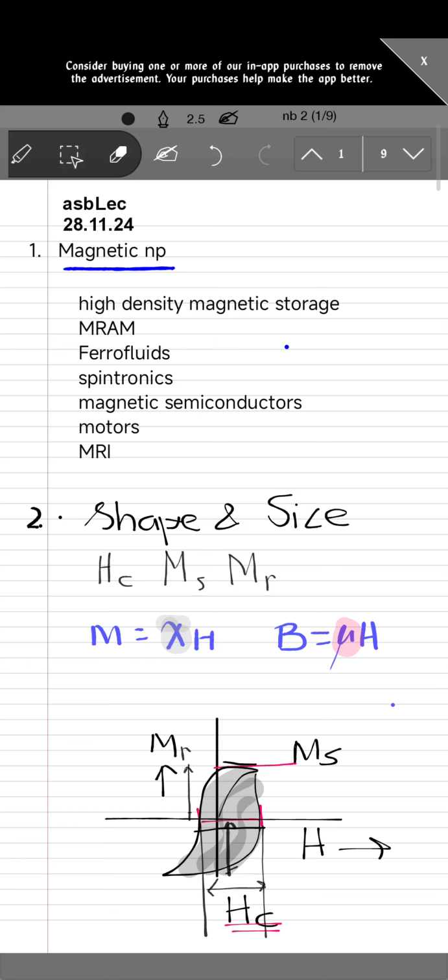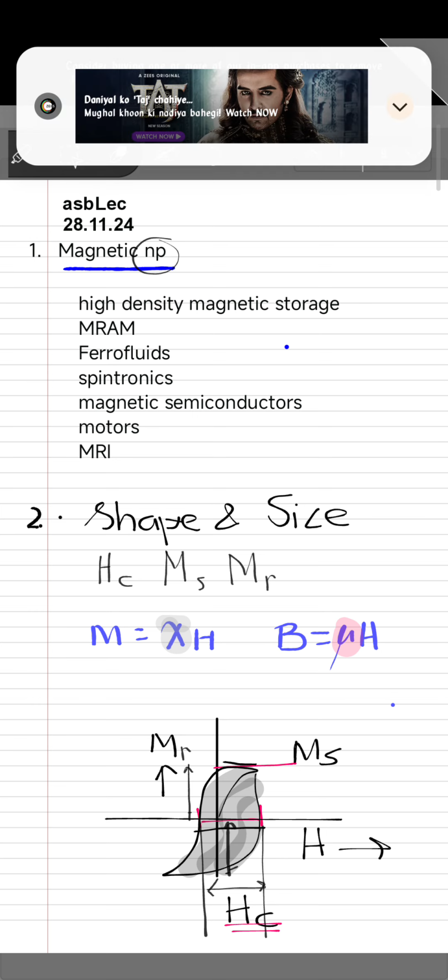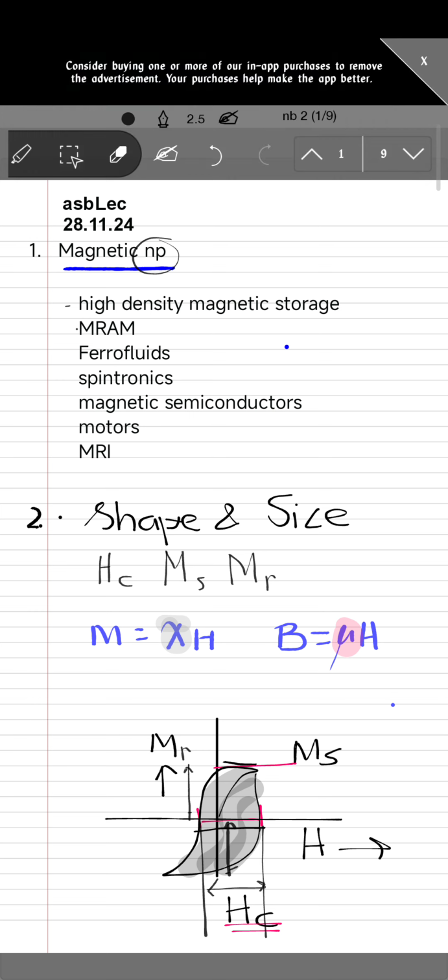Hello students, so today we will be discussing the magnetic properties of nanomaterials, or magnetic nanomaterials in short. Now, magnetic nanomaterials have many applications, like high density magnetic storage, random access memory, ferrofluids, spintronic applications, magnetic semiconductors, robots and magnetic resonance imaging.